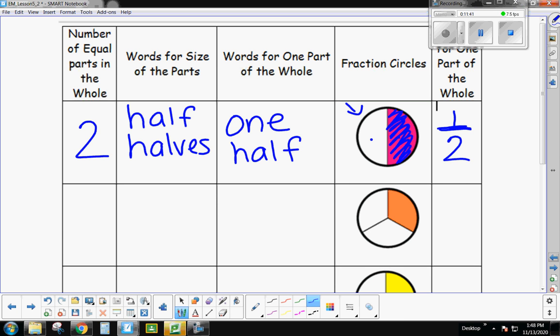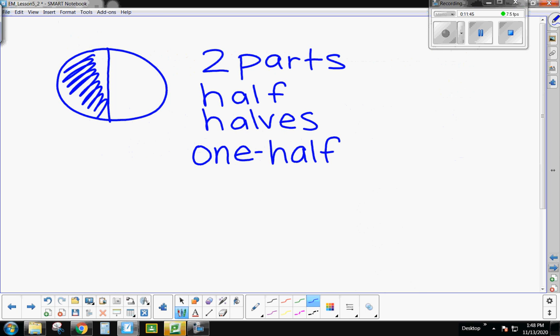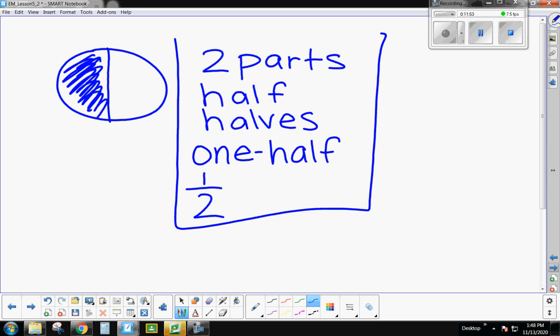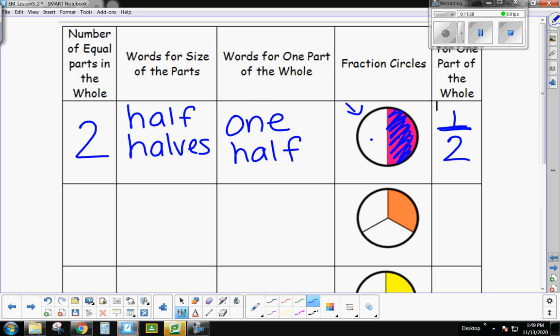All right, so boys and girls, that is what you're going to do. Since you don't have this chart at home, you can just draw the fraction circle, and then off to the side, you can just write all of the notes that I'm writing on my chart, okay?